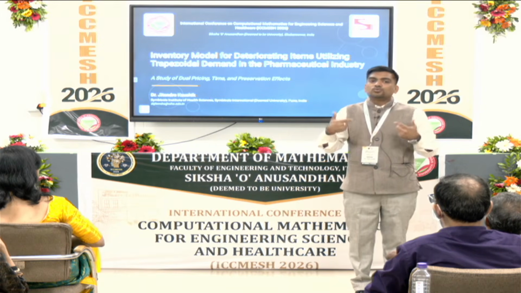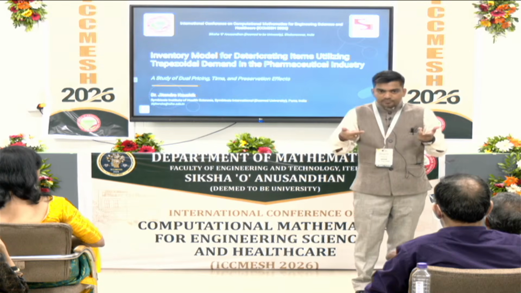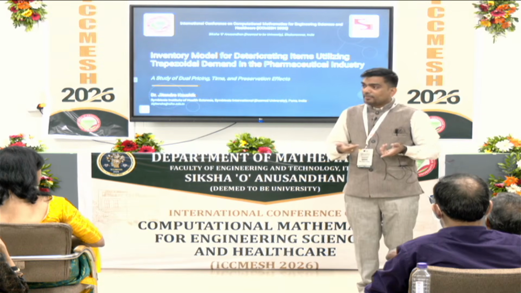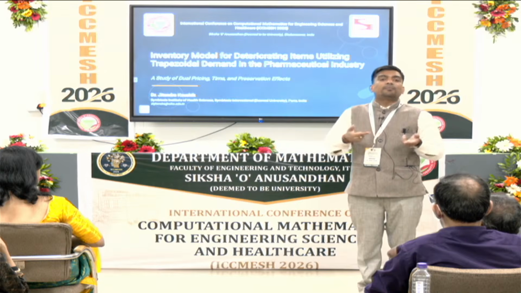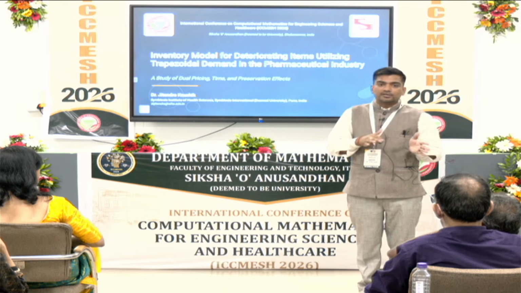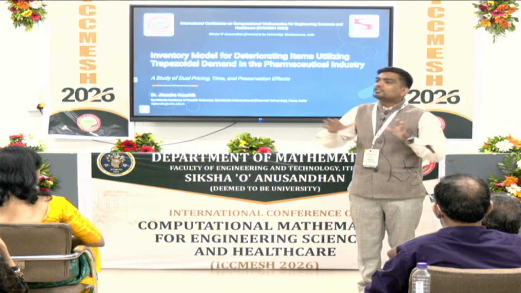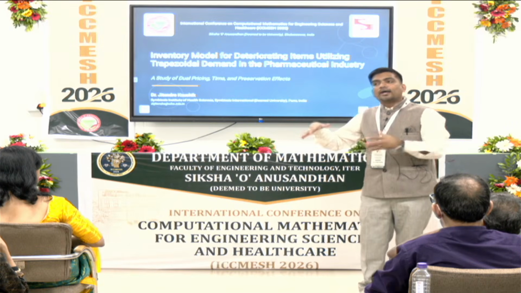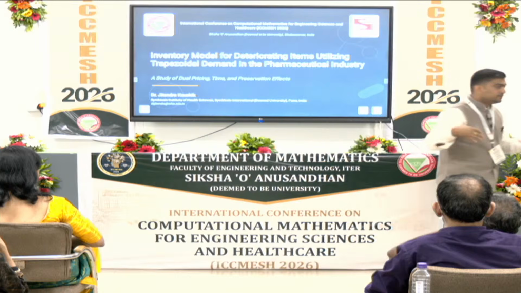So in this situation, how much of the item is to be stored? What would be the replenishment time period? What will be the optimum price? What is the selling price? How much to store? When to reorder? So the total supply chain is affected by these things, and I am discussing these things here.